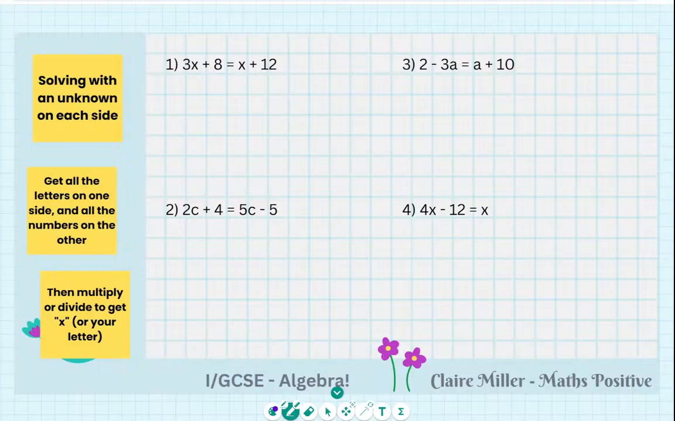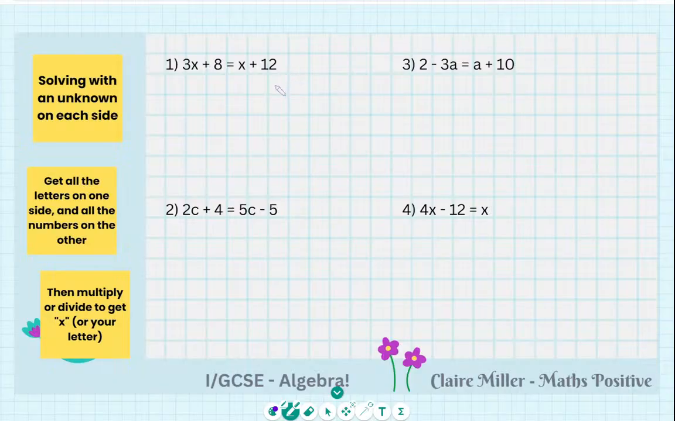There's a little step. So I'm going to keep introducing you to little steps that we're going to do at the beginning. And then you should see it starts turning into what we've been doing previously. So the idea with solving with an unknown on each side is to make sure you get all the letters on one side and all the numbers on the other side of the equals sign. Then we can basically do what we were just doing. I've got a tip though.